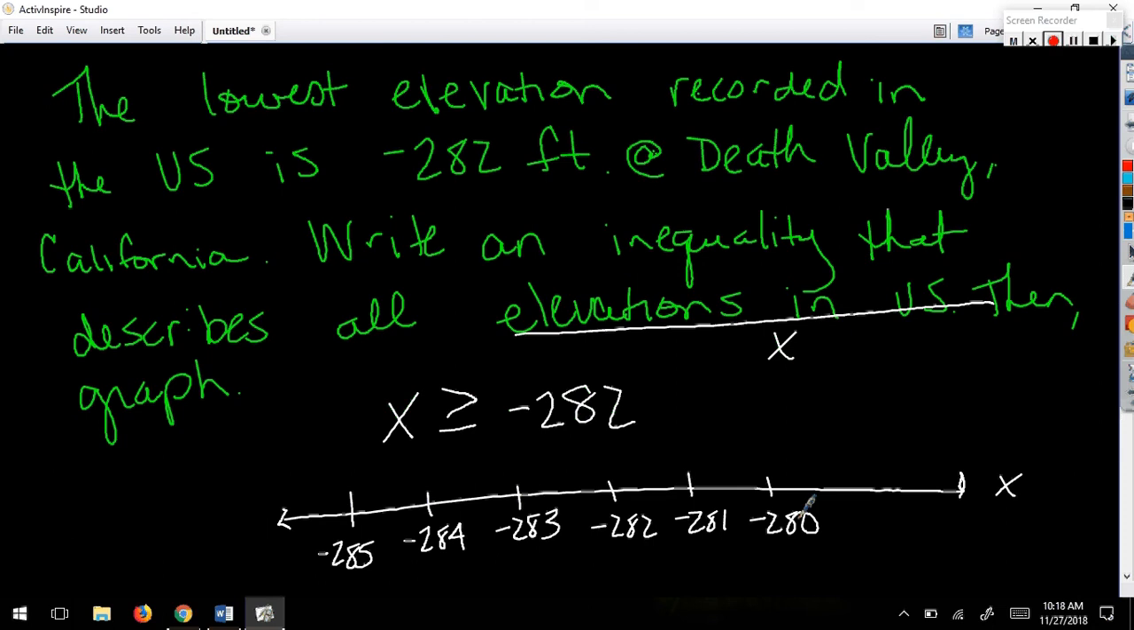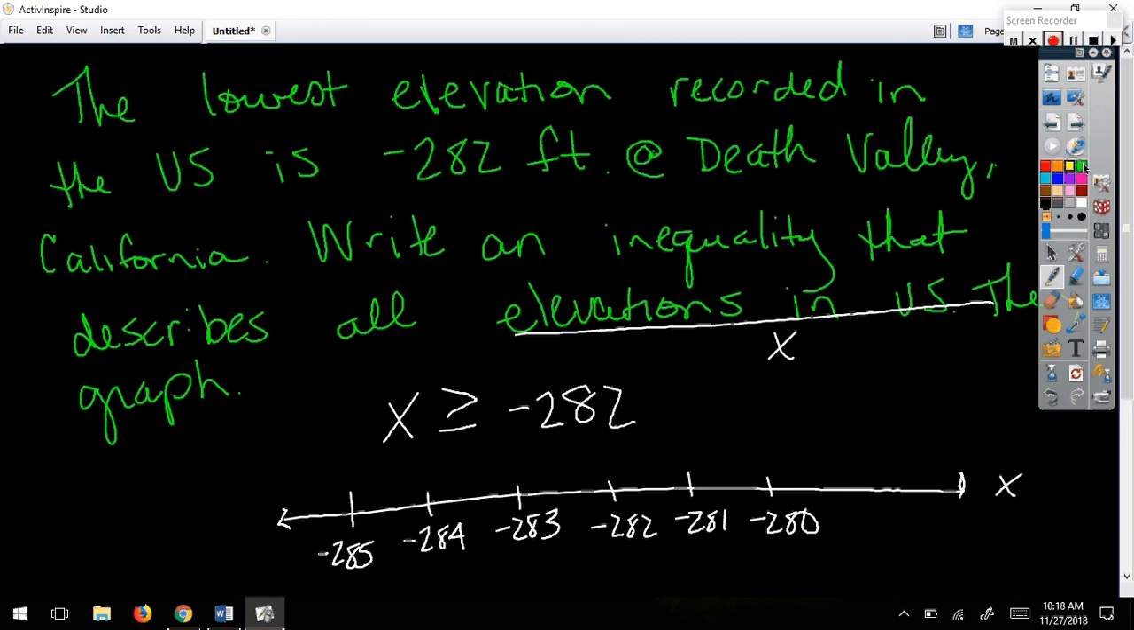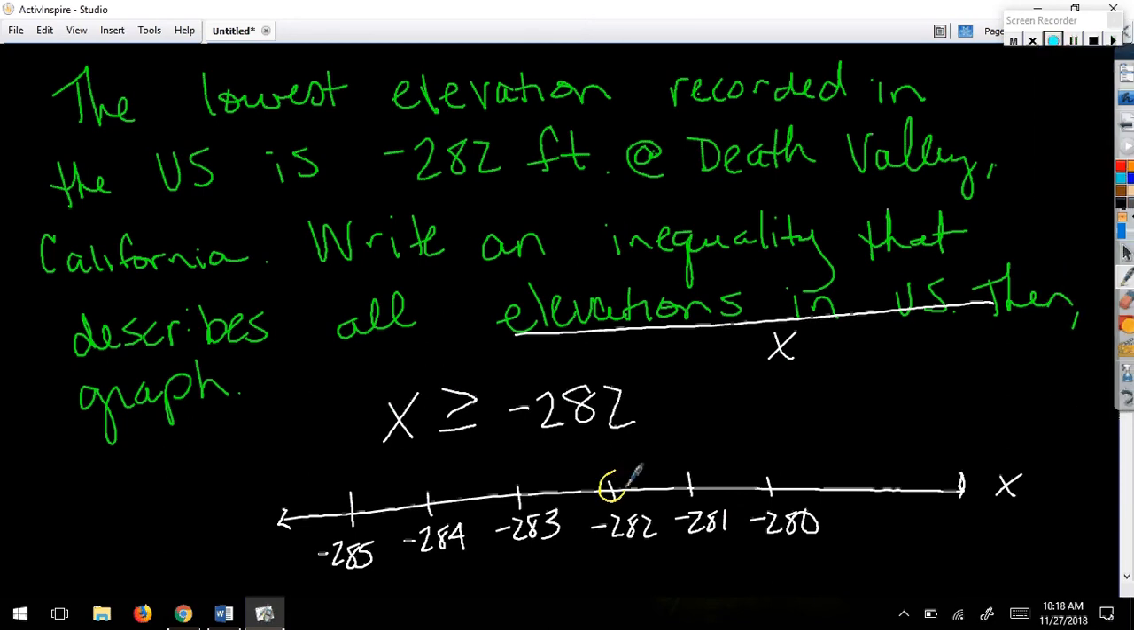Does that make sense so far? Remember, you get bigger to the right. So x could equal negative 280. Is it open or closed at negative 282? It's closed. How do you know? Because it's greater than or equal. This line right here means color the bubble in. Look at my notes.